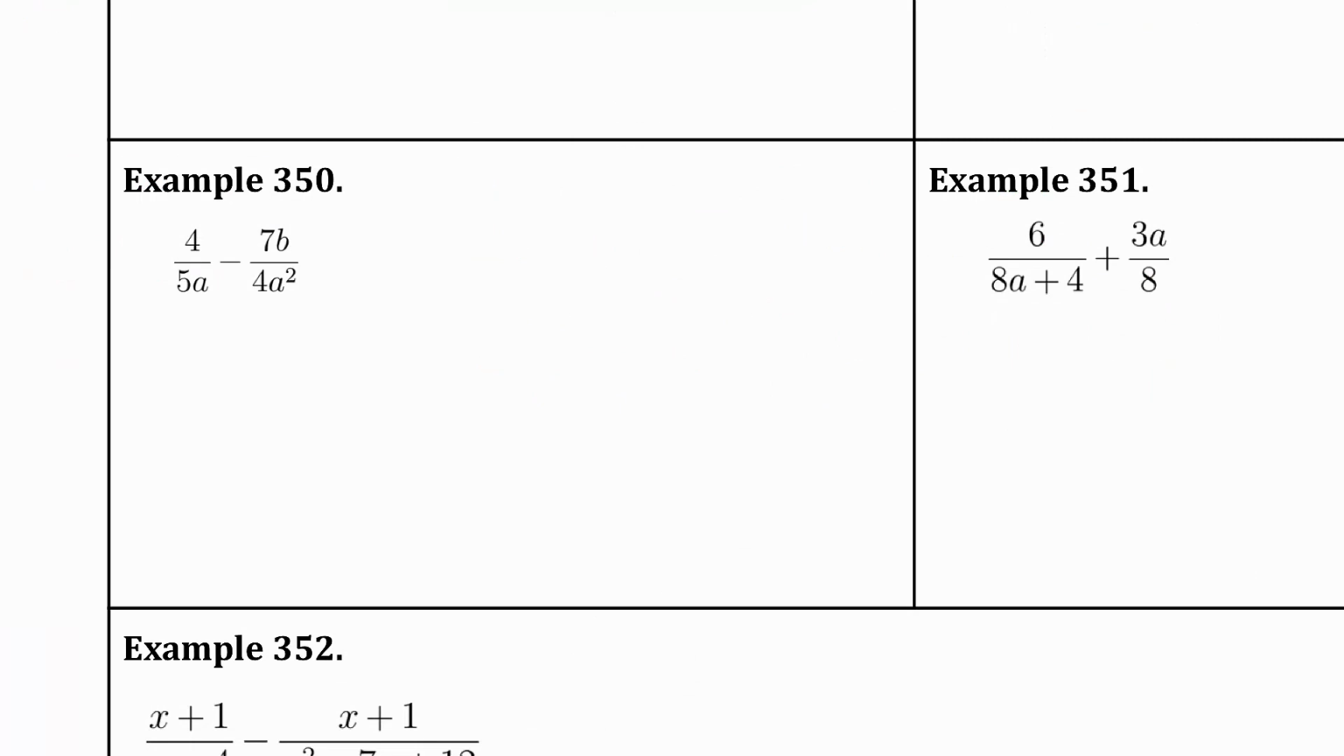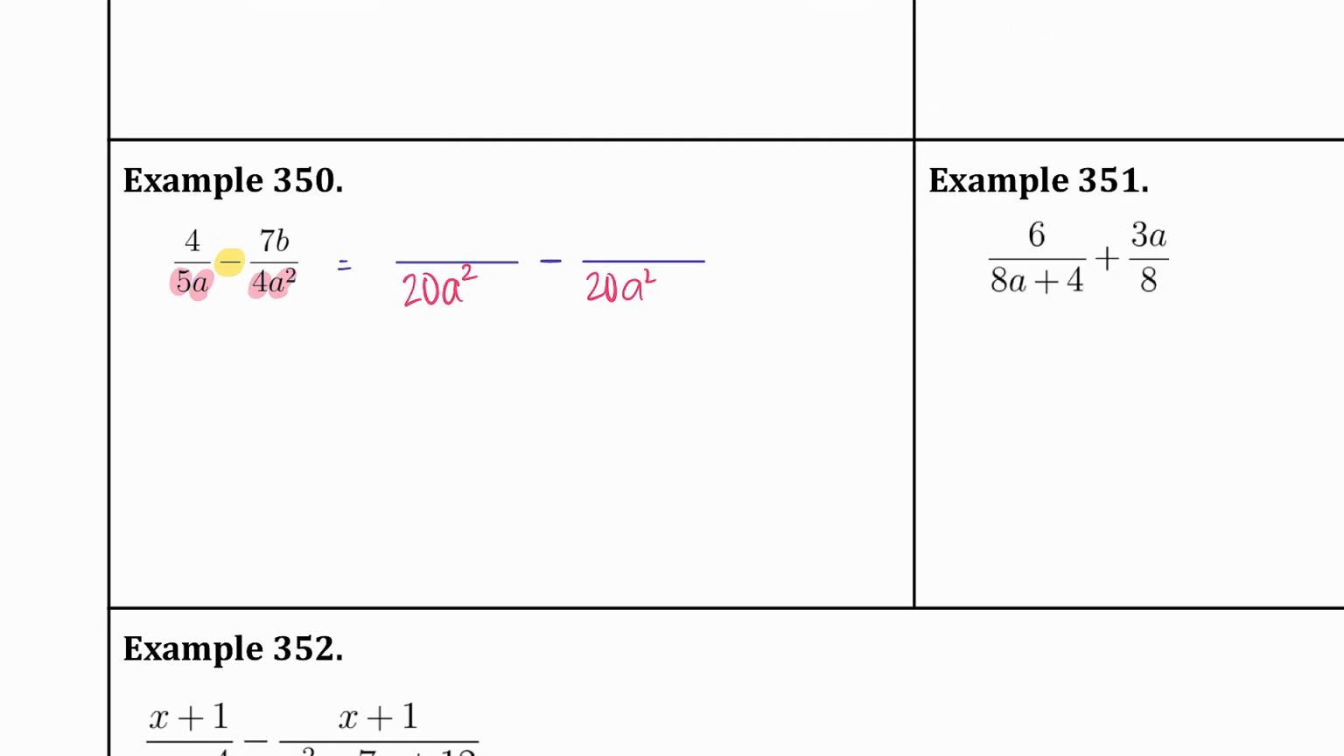Okay, let's do a few more where we need to find a common denominator. So for example, 350. I have two denominators. I have 5a and 4a squared. And we are subtracting here. I'm going to go ahead and highlight that so that we don't forget. So let's think about our denominators. We have a 5 and a 4. Let's think about their LCD, their least common denominator. That's going to be 20. And then if we look at our letters, we have an a and an a squared. So their least common denominator for our a is going to be a squared.